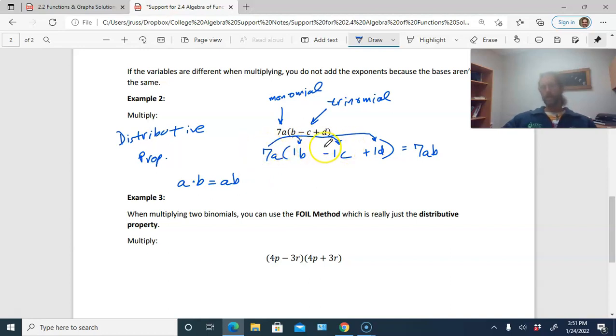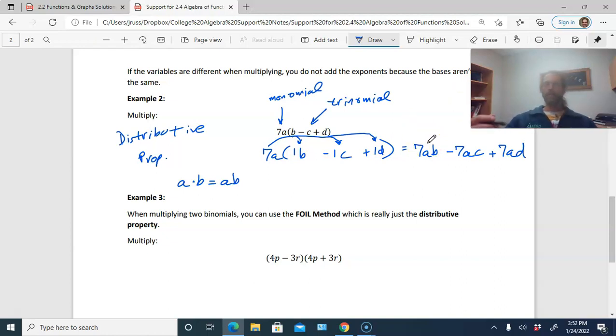So we have 7 times this negative 1, which is a negative 7. And then we have an a times a c. Well, those are different again, so I just rewrite them. So negative 7ac. And then finally, the 7a times the 1d. 7 times 1 is 7 again, but it's positive, so I'm going to put a plus sign. And then the a times the d, we're just going to write ad. And that's pretty much it. That's really all we can do.